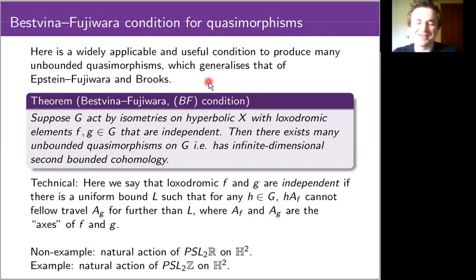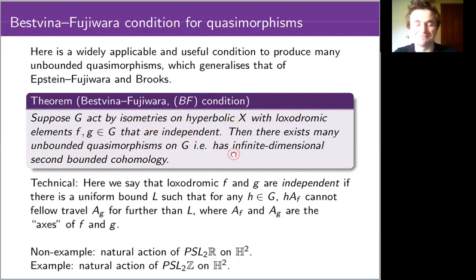Right, so we're going to be using this wonderful criterion of Bestvina and Fujiwara, which guarantees that your group will have unbounded quasimorphisms. So what it states is if you have this lovely action by isometries on a hyperbolic space X, such that you have two loxodromic elements f and g, such that f and g are independent, then there are in fact many unbounded quasimorphisms in the group G, which means that it has infinite dimensional second bounded cohomology. Today we just need one unbounded quasimorphism.